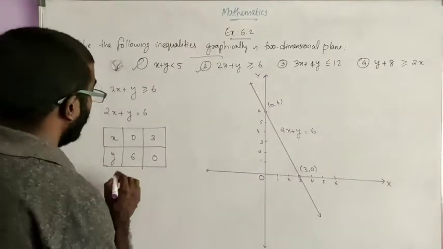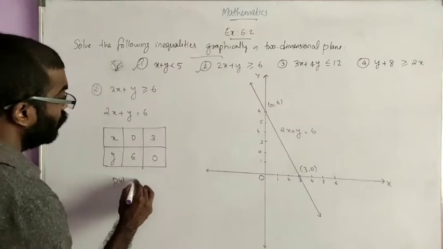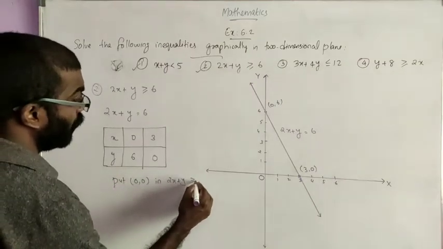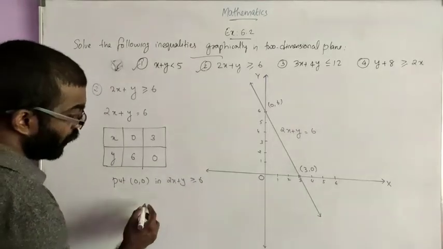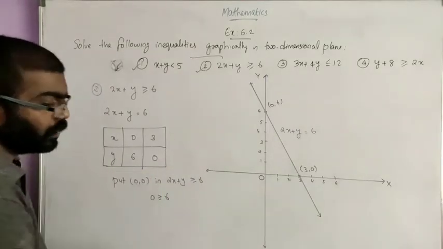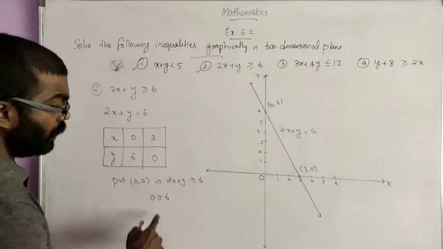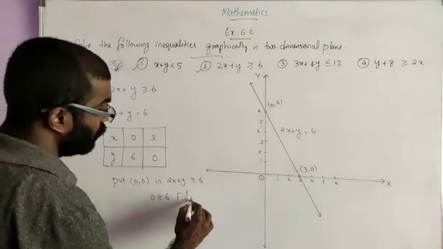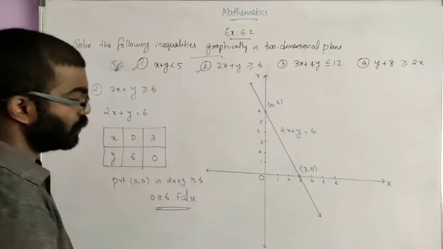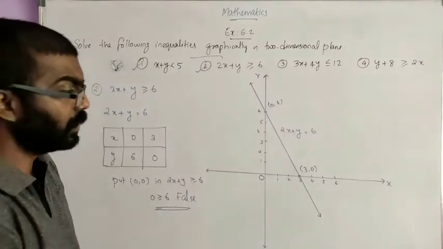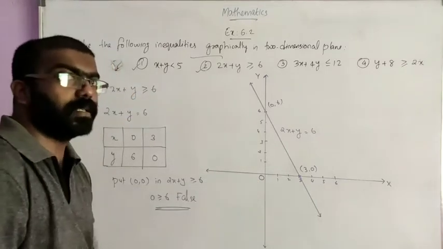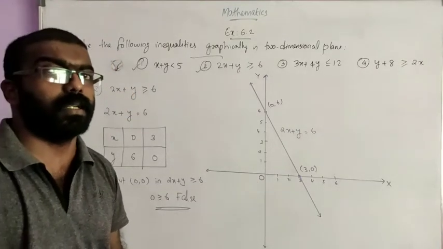For that we can put 0, 0 in the inequality 2x plus y is greater than or equal to 6. If you put the value here, we get 0 plus 0 is 0, which is greater than or equal to 6. And clearly it is a false statement. It is not true, it is false. That means the point 0, 0 does not lie in the solution region.